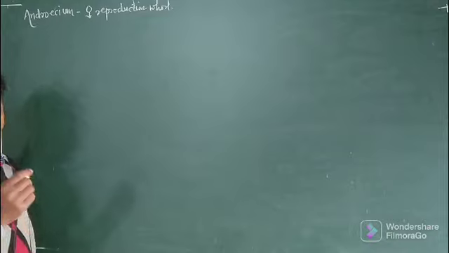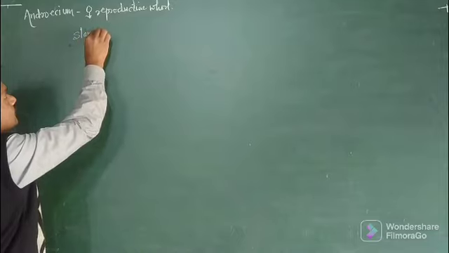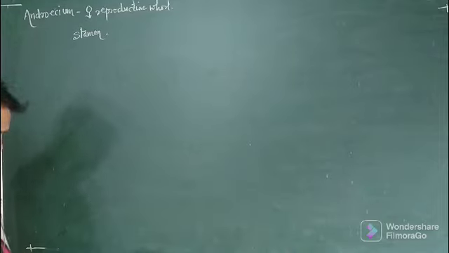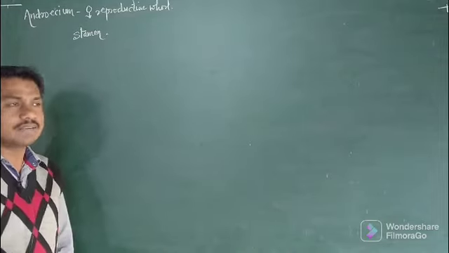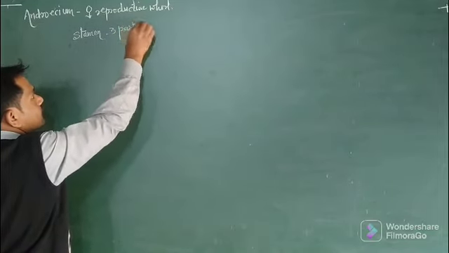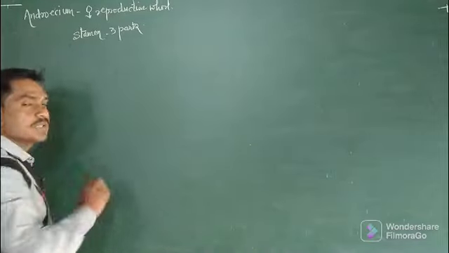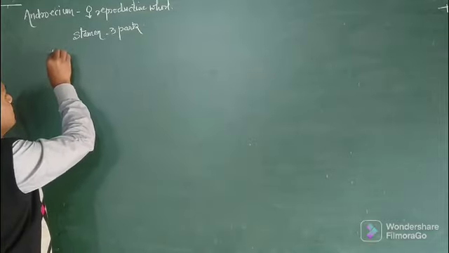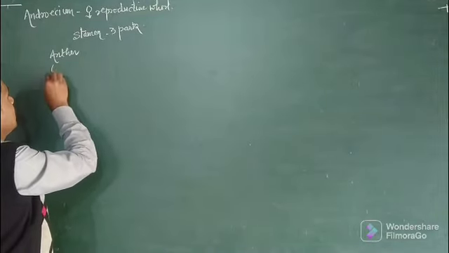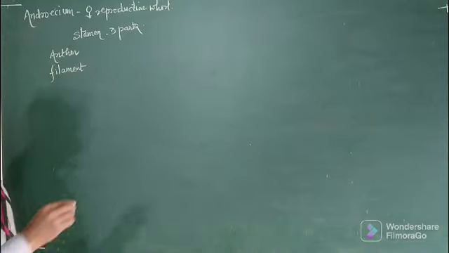Here, the individual member of the androecium is called a stamen. Stamens may be one or more, and the stamen is further divided into three parts: anther, filament, and connective.